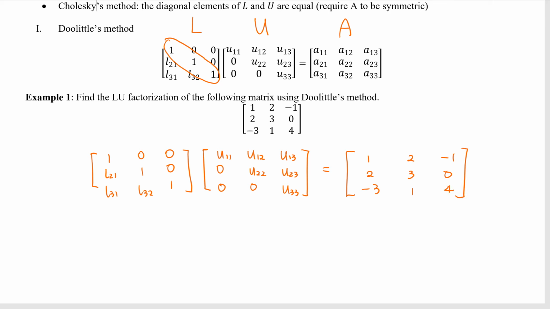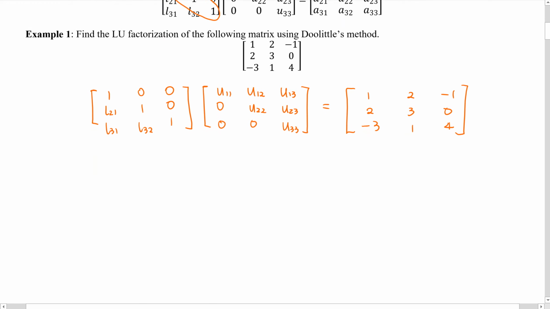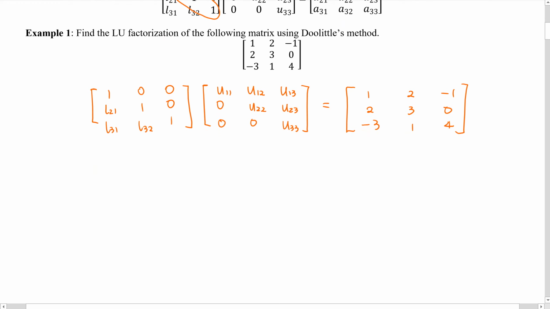So far, so good, everybody? Okay, and then to calculate, here, how many unknowns do we have? We have 3 times 3, 9 unknowns here. So we should get 9 equations to solve for 9 unknowns. Okay? So how do we get those equations? Well, let's look at each entry. First row times first column gives us 1, okay?